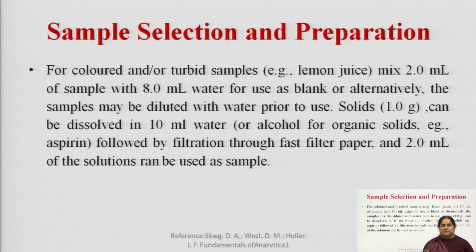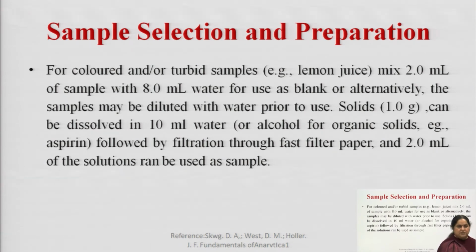If you have a turbid or colored solution, then the composition will be different with the buffer, right. 8 ml of water for use as blank or alternatively the samples may be diluted with water prior to use. Solids can be dissolved in 10 ml of water or alcohol for organic solids, for example, aspirin, followed by filtration through fast filter paper and 2 ml of the solution can be used as a sample. So, this was the sample preparation, how you will select.